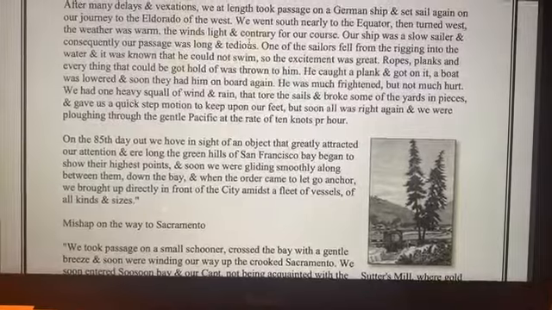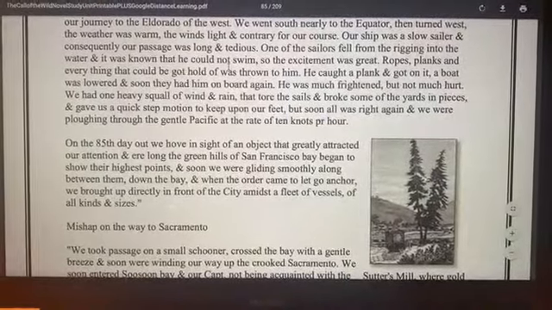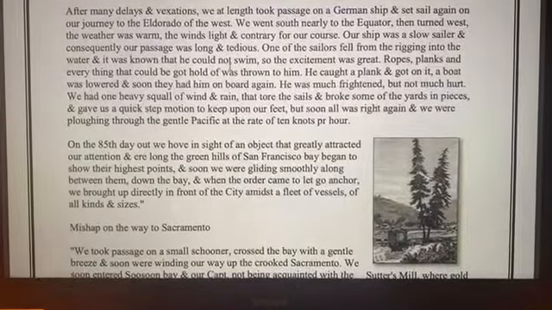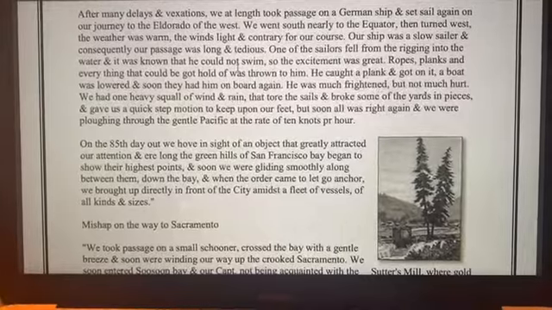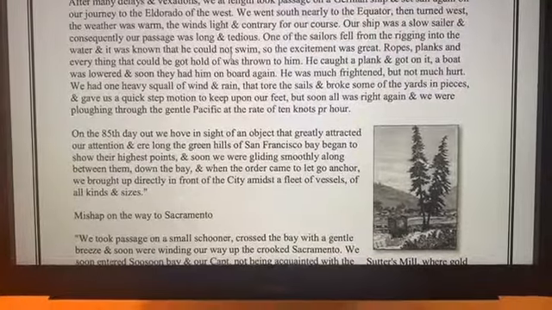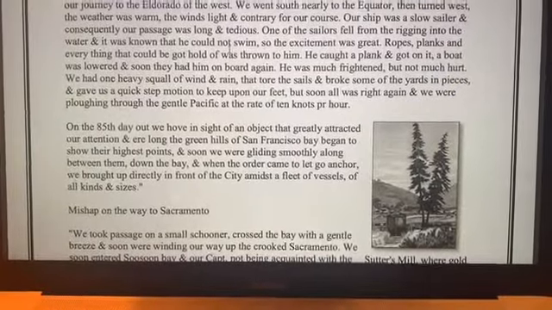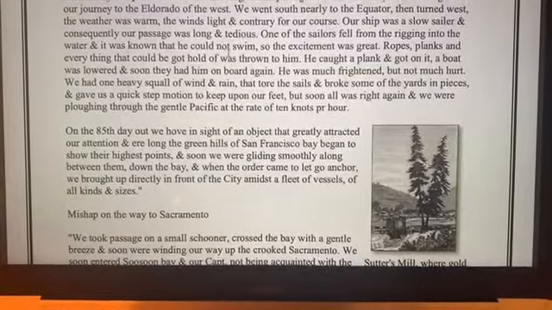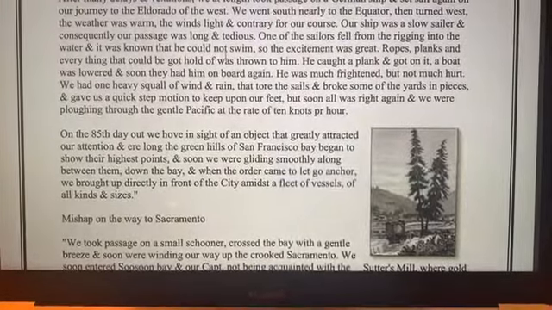Ropes, planks, and everything that could be got hold of was thrown to him. He caught a plank and got on it. A boat was lowered, and soon they had him on board again. He was much frightened, but not much hurt. We had one heavy squall of wind and rain that tore the sails and broke some of the yards in pieces, and gave us a quick step motion to keep upon our feet. But soon all was right again, and we were plowing through the gentle Pacific at the rate of 10 knots per hour.